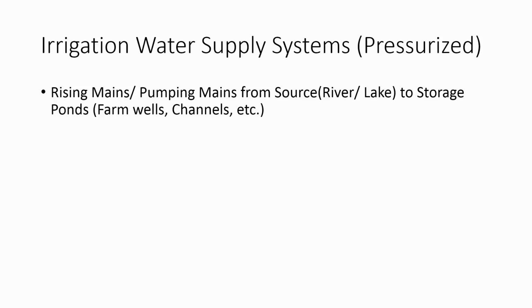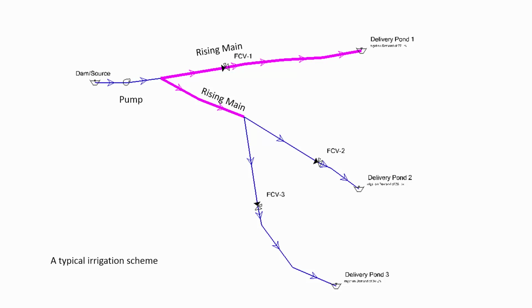If we look at irrigation water supply schemes, we generally pump water using rising mains from the source to the pond, from where water can be used for further irrigation. Now this is a typical irrigation scheme where we have a source, a pump, and a couple of rising mains in order to fill delivery pond 1, 2, 3, etc.